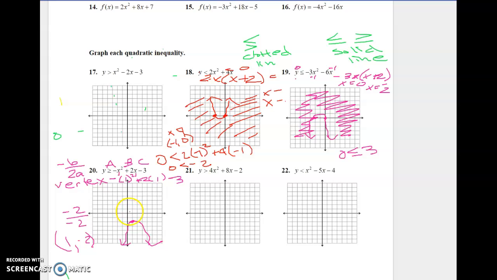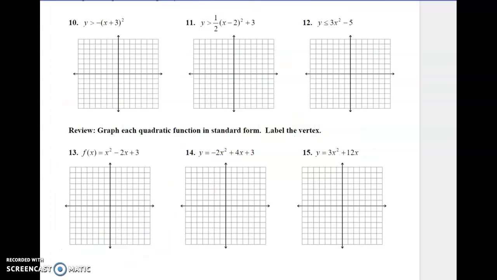So I know 0, 0 is not on the curve. So let's see if it's true or false. So is 0 greater than or equal to 0 plus 0 minus 3? Yes, that is true. So we want to shade this. So then I would find the vertex for these as well and do the shading. All right, let's go over the second.